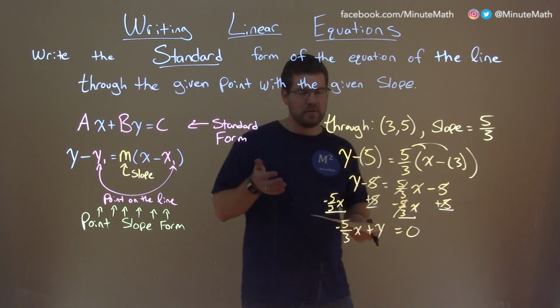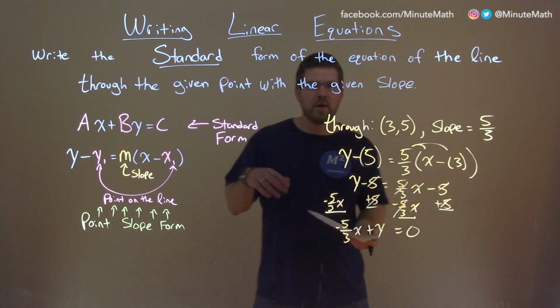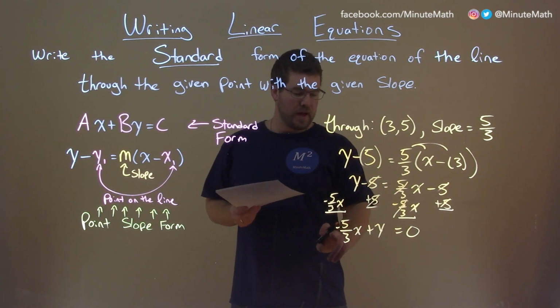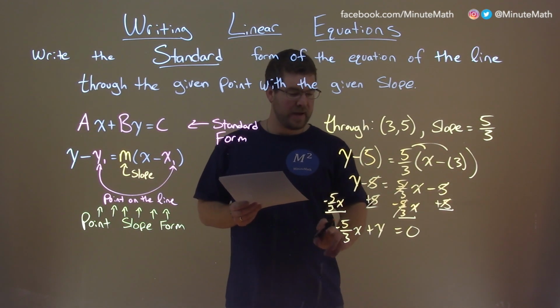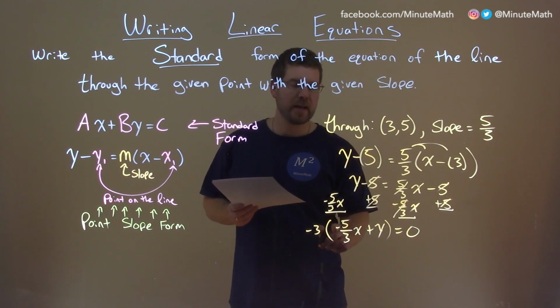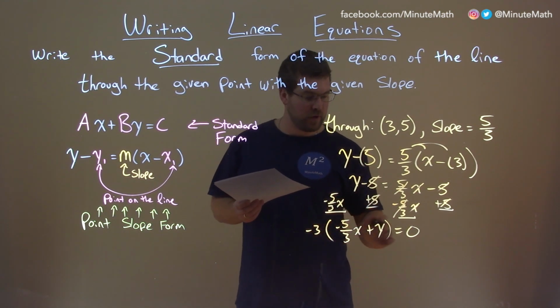But we wouldn't be completely done here. It's kind of up to you. Technically, it's in standard form, but we try to make these integers if we can, which we can't here. So what I'm going to do is multiply everything by a negative 3. That's because the denominator is 3, and the negative here, I like to have a positive in front for the a value.